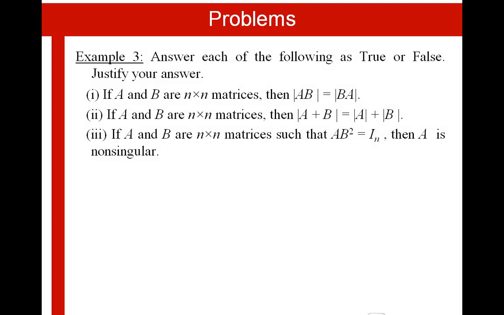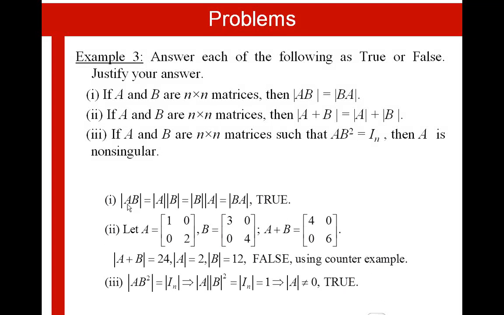More examples. Answer each of the following as true or false. Justify your answer. Part 1: If A and B are n by n matrices, then the determinant of the product A times B is equal to the determinant of the product B times A. Part 2: If A and B are n by n matrices, then the determinant of A plus B is equal to the determinant of A plus the determinant of B. Part 3: If A and B are n by n matrices such that AB to the power 2 is equal to I_n, then A is non-singular. A is non-singular means it is invertible, which means it has a determinant that is different than 0.